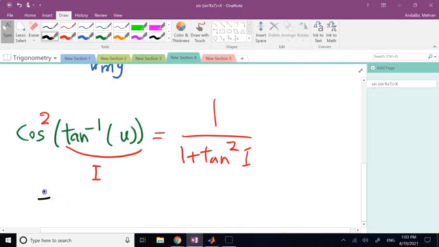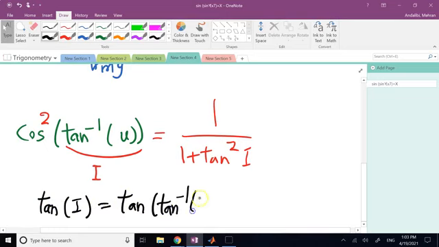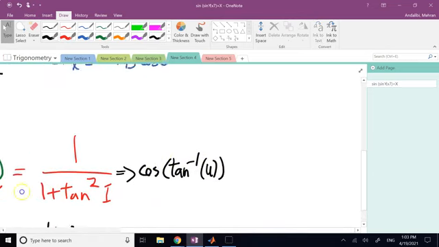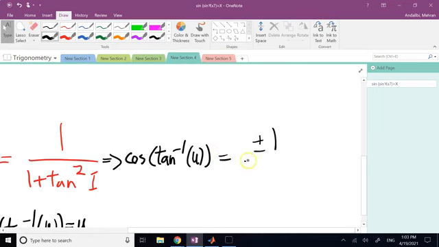And what is tangent of I? It is tangent of tangent inverse of u, which is going to be u. Okay, so this is u squared. And 1 over 1 plus u squared is cosine squared of what I'm looking for. So the cosine itself is going to be what? If I'm asking for the cosine itself, then it is going to be the square root of that. And the square root here is going to be plus minus 1 divided by square root of 1 plus u squared.